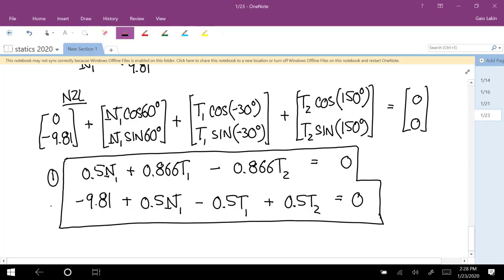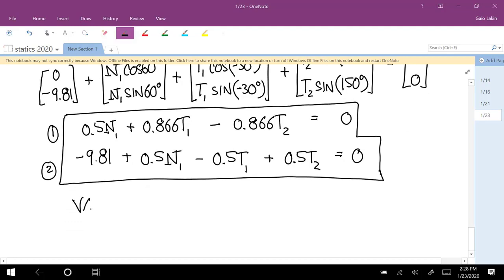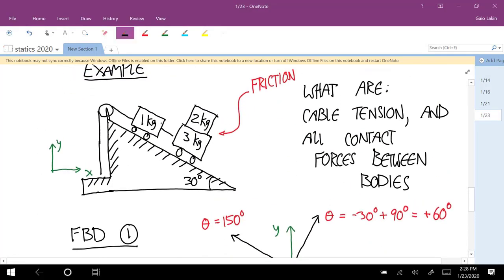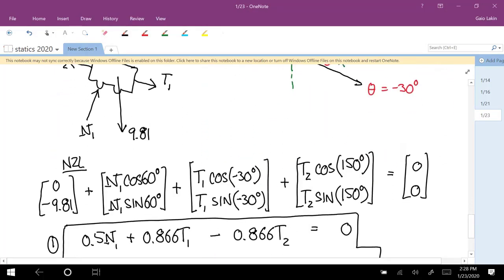So here's our first equation, 1. Here's our second one, 2. For variables, we have N1, T1, and T2, so 3 variables. And now we'll go on to the second one. I guess just to go in numeric order, I'm going to go to the 2 kilogram one next, but it doesn't matter what you do first.